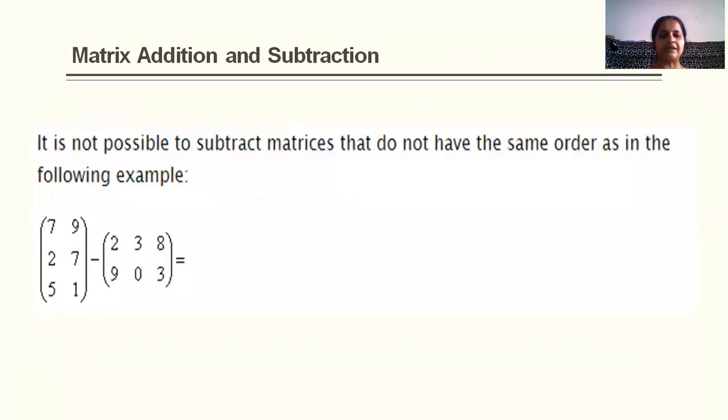So next, we cannot add or subtract if both the matrices don't have the same order. It is not possible to subtract or add matrices that do not have the same order. Like here, we want to add a 2 cross 3 matrix with a 3 cross 2 matrix. So this is not possible. We should have matrices of the same dimension, like both 2 cross 3 or both 3 cross 2, but both should have the same dimensions.